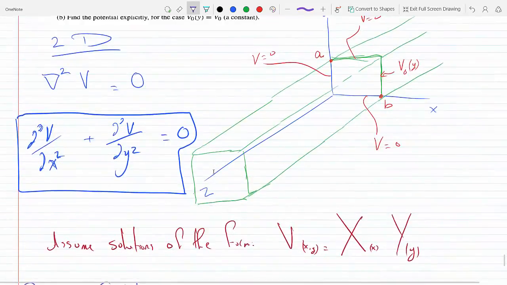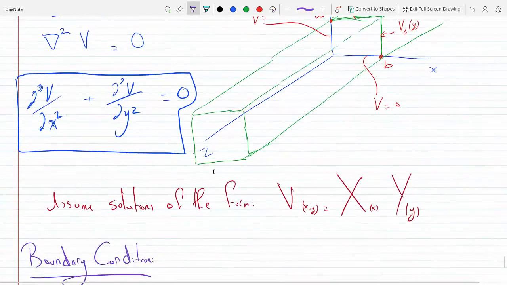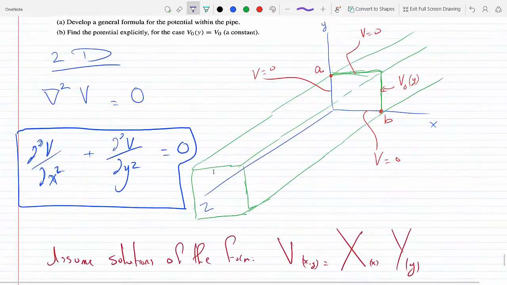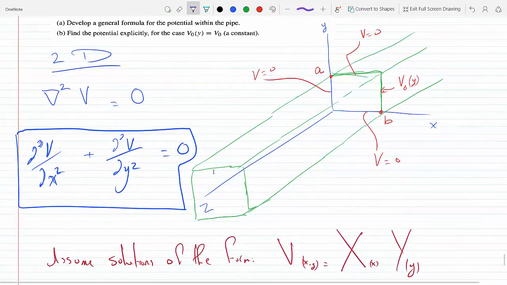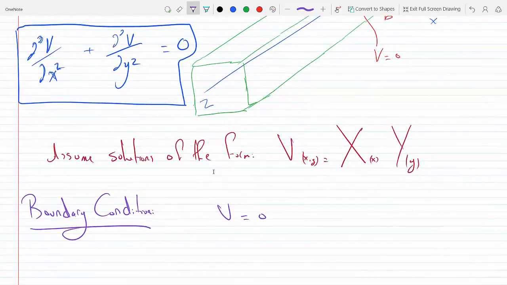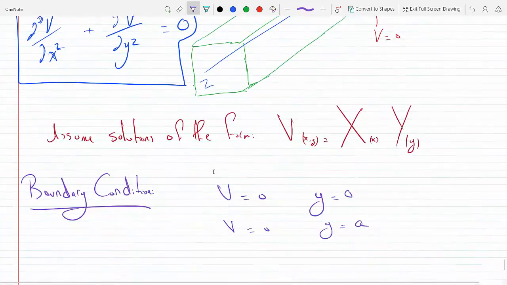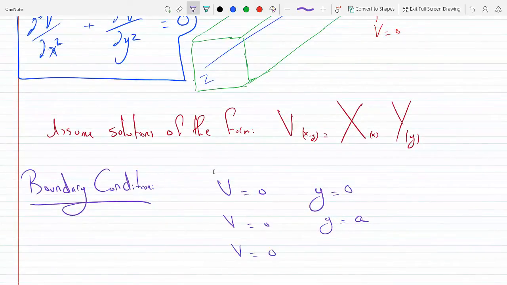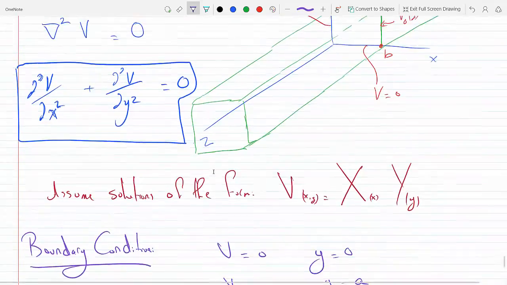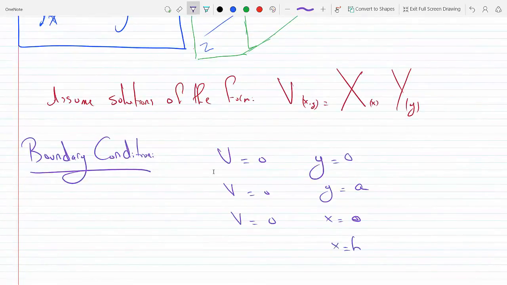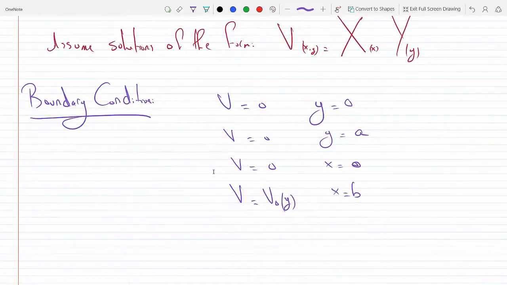Okay, so what do we have for boundaries? We have v equals 0 at y equals 0 and y equals a. So v equals 0 when y equals 0, and v equals 0 when y equals a, and v equals 0 when x equals 0. And when x is b, this is where we have v0 as a function of y. Okay, so these are the boundary conditions.